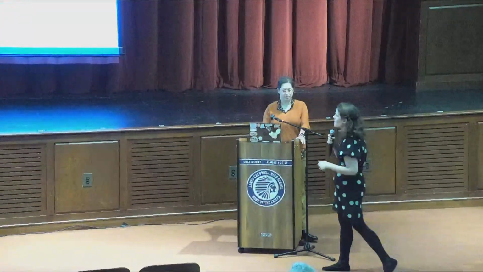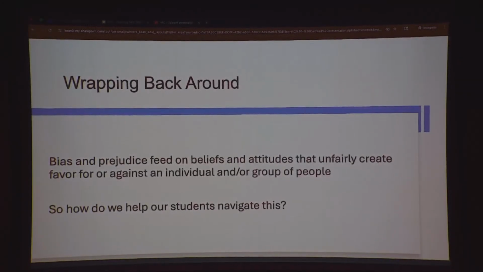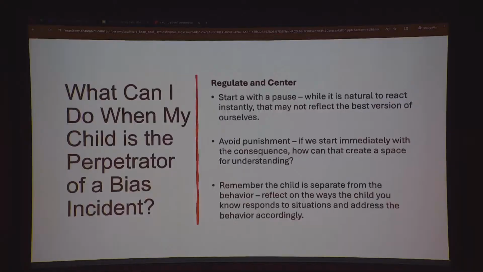So let's bring it back together. Bias and prejudice feed on our beliefs and attitudes that unfairly create favor for or against an individual or a group of people. So how do we help our students navigate this? Okay, you want to take the first one? Sure. Okay. So what can I do when my child is the perpetrator of a bias incident?